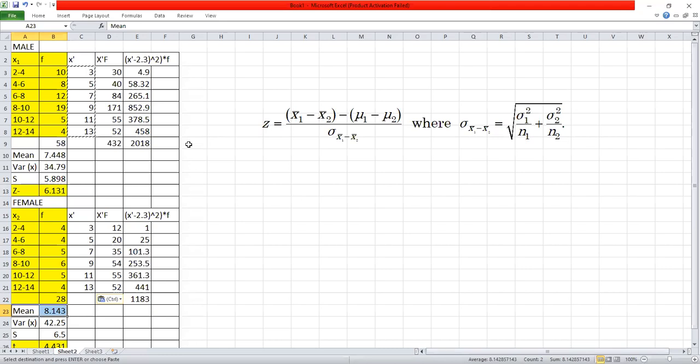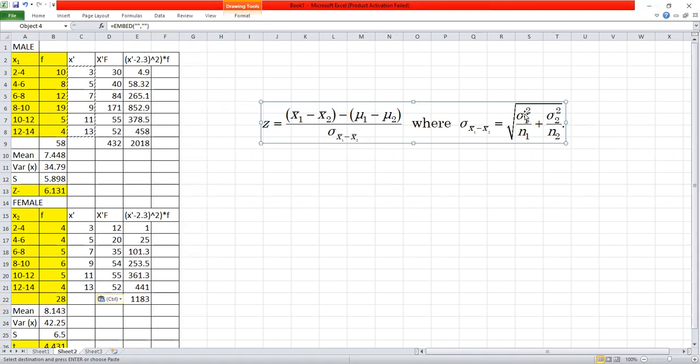What is remaining is the standard deviation of the differences. This is the standard deviation of the differences between the means, X bar 1 minus X bar 2, because this is the difference between the sample means. This one is equal to sigma 1 squared. What's sigma 1 squared?